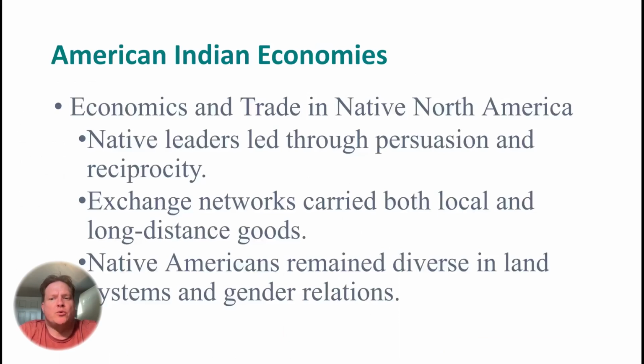Exchange networks crossed North America carrying local goods such as food, plant dyes and medicines, pottery, and quarried rock of various kinds. Trade networks also distributed goods from far away, including shell beads from the coasts, copper from the Great Lakes region, and mica from the Appalachians. Although trading networks spanned the continent, Native Americans remained diverse.